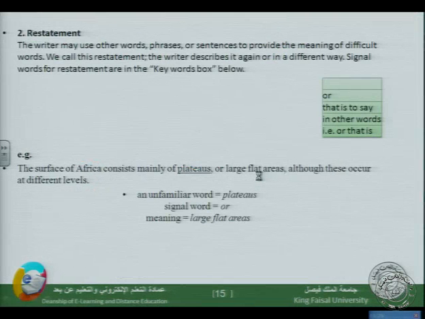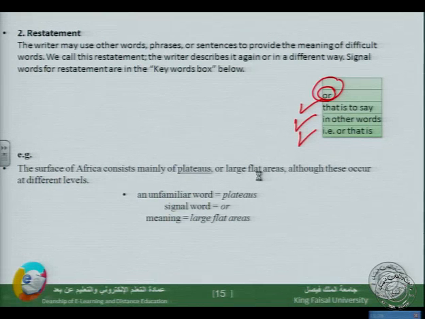أيضا ممكن the writer may use other words or phrases or sentence to provide the meaning of difficult words. هذا بنسميه restatement. يعني يعيد نفس المعنى لكن بكلمات أخرى. We call this restatement, the writer describe it again or in different way. Signal words for the restatements in the keywords like these. هذا أخذناها الآن في المثال القبل or, that is to say, in other words, or that is. Okay, وأخذنا مثال عن or قبل قليل.